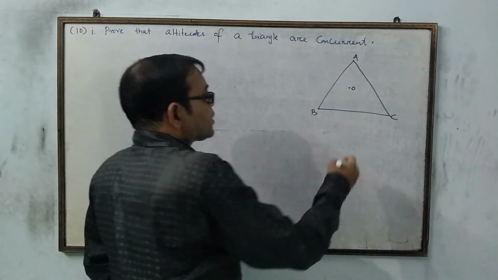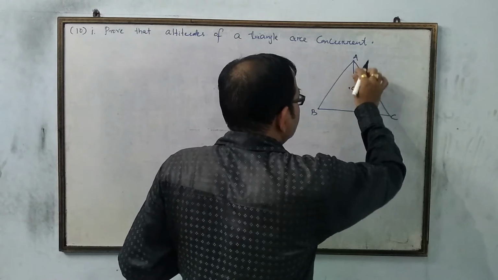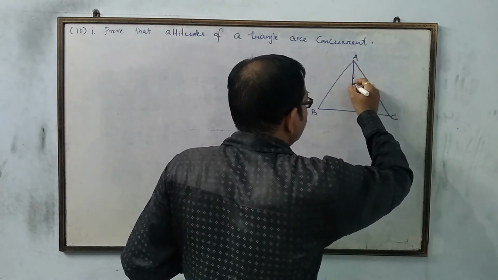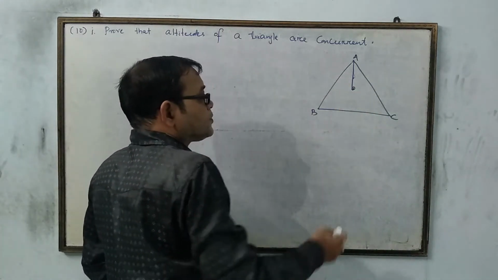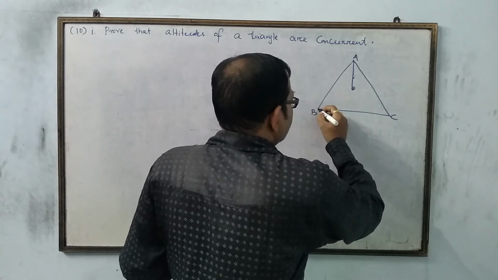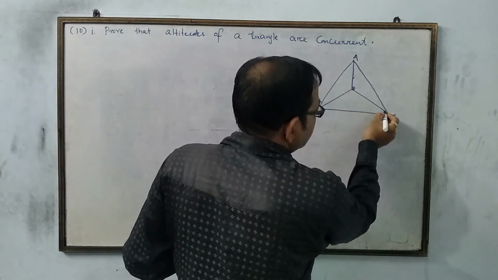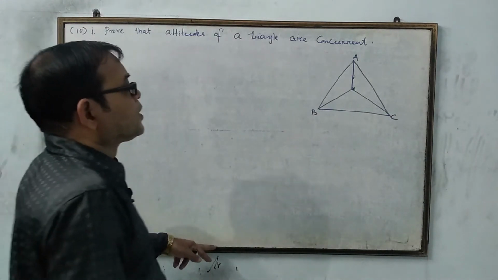Then we can write this vector AO, and BO, and CO. What is this one?